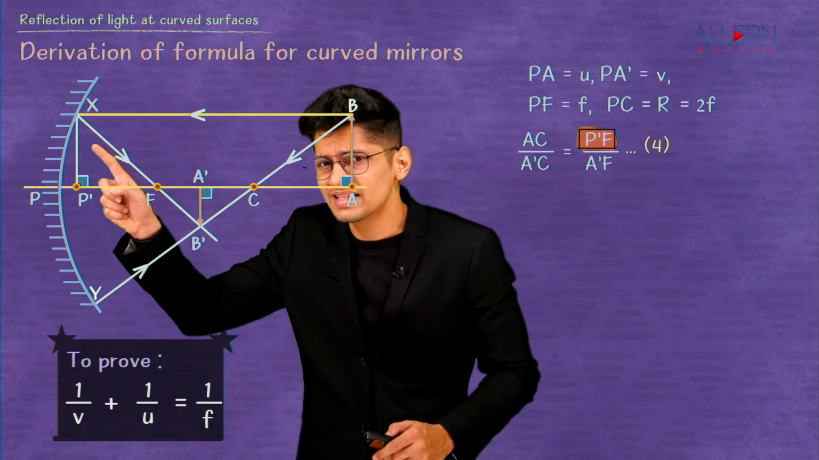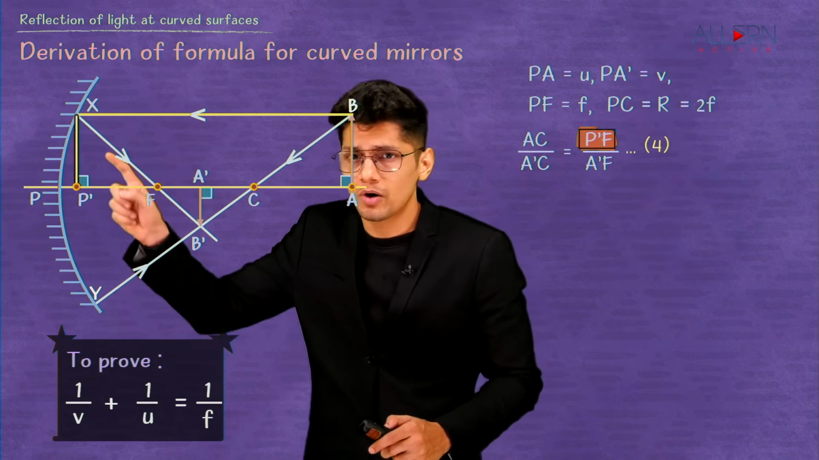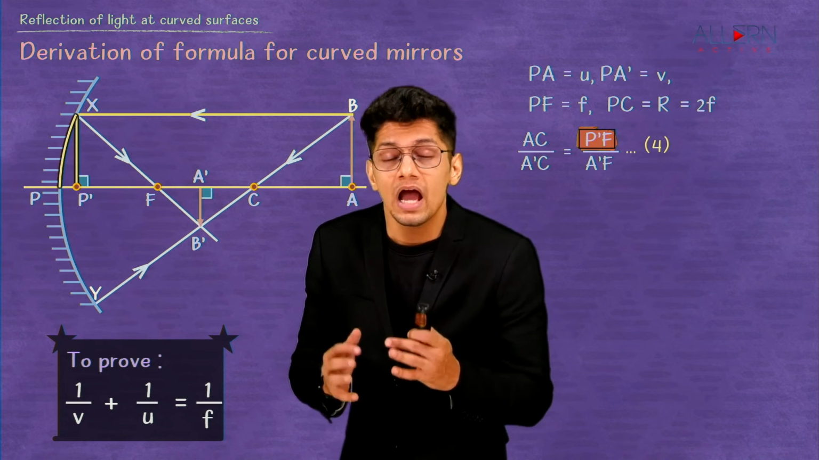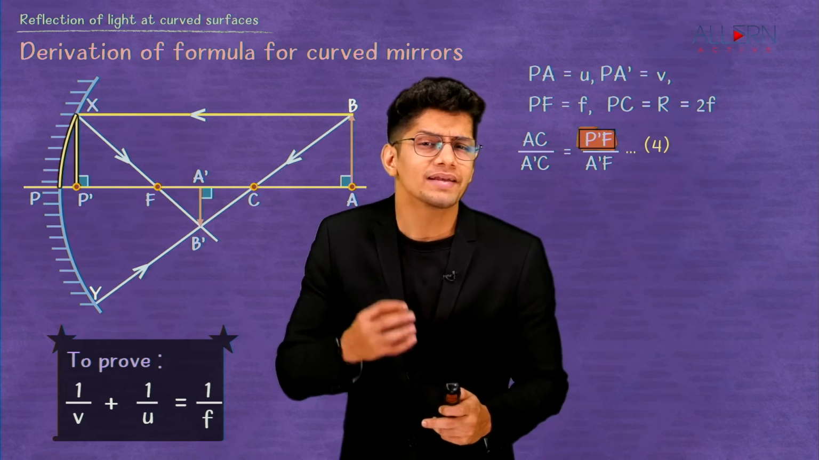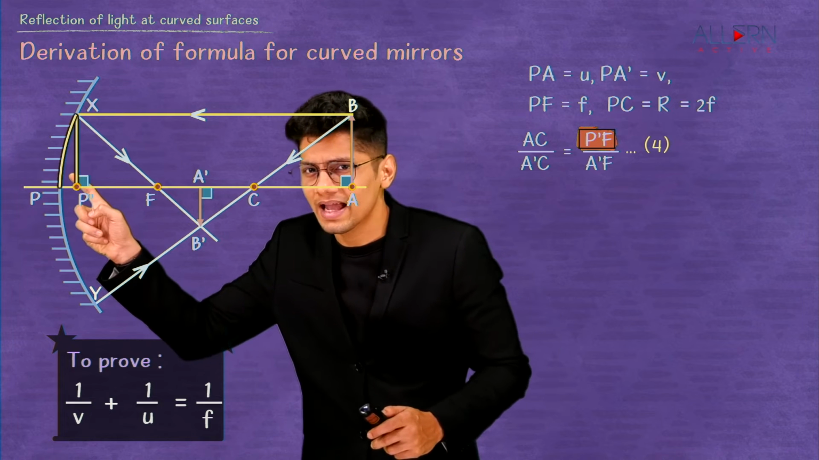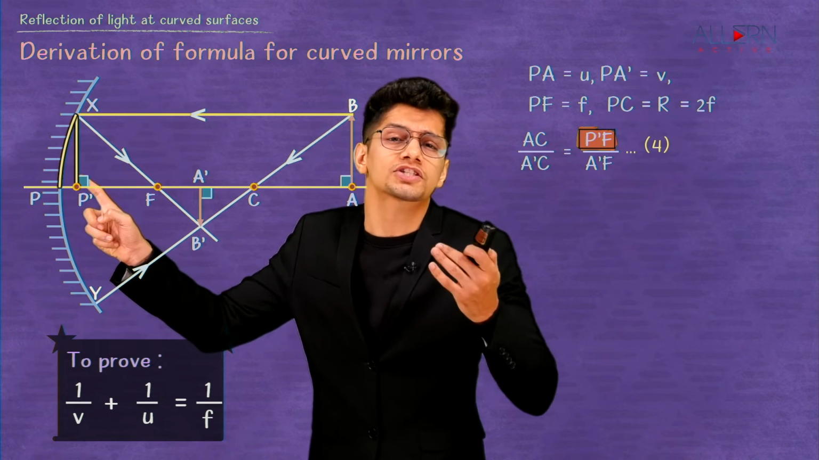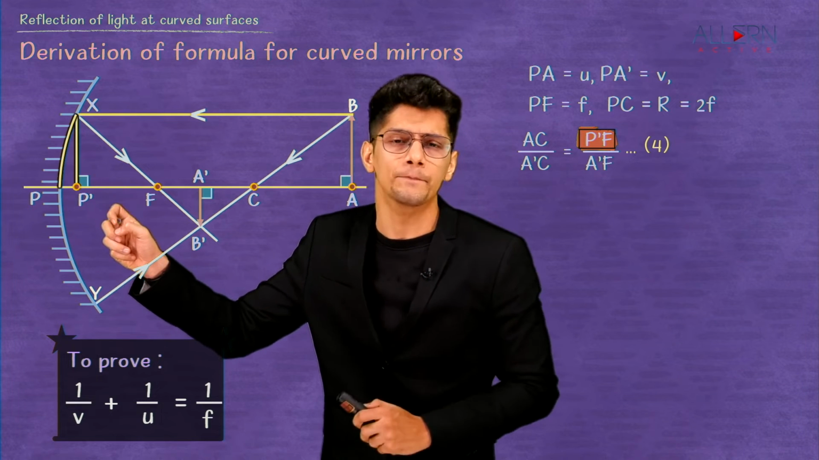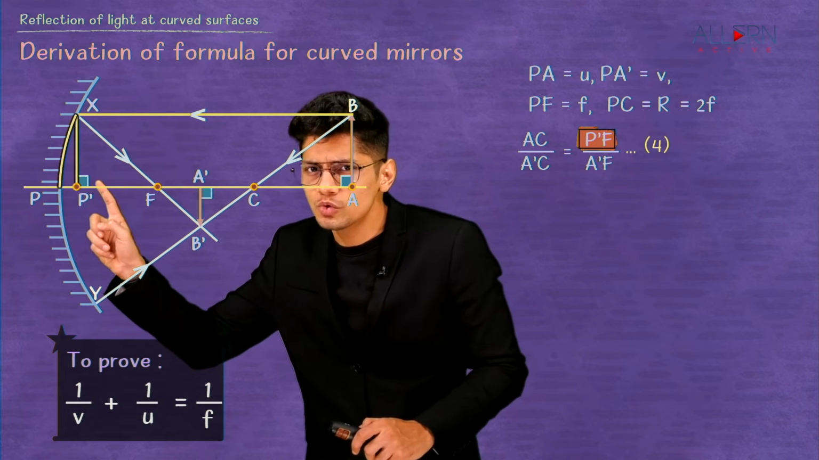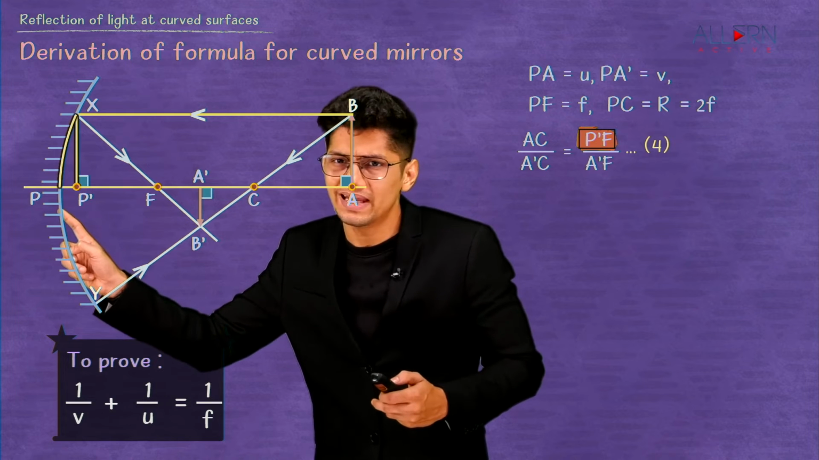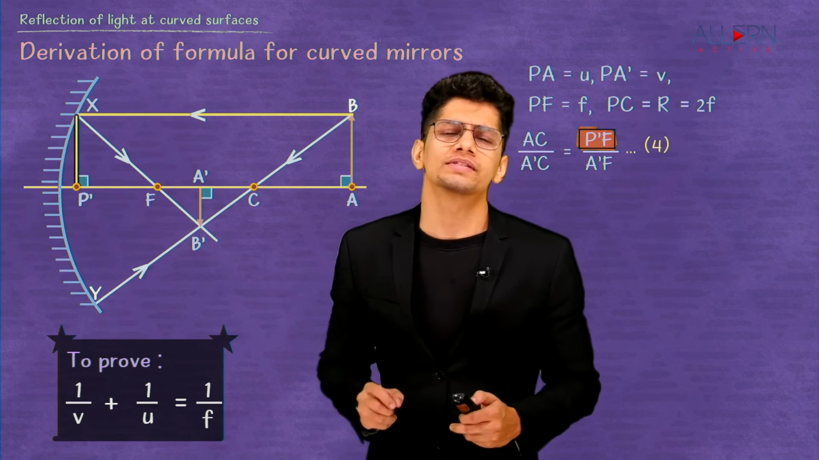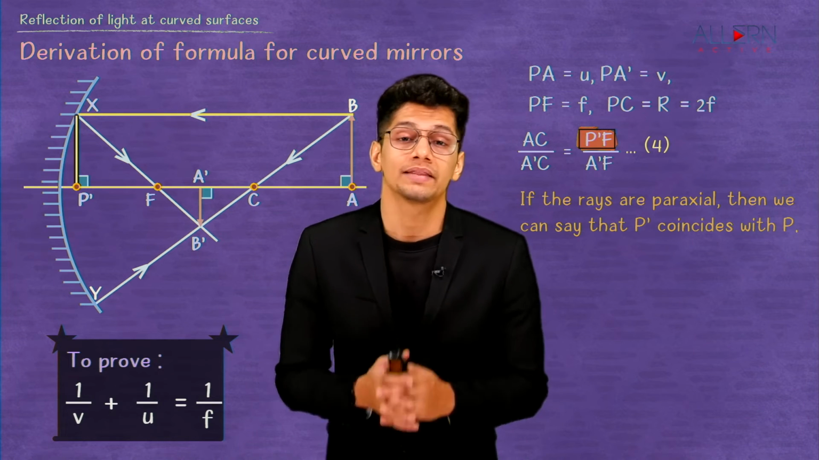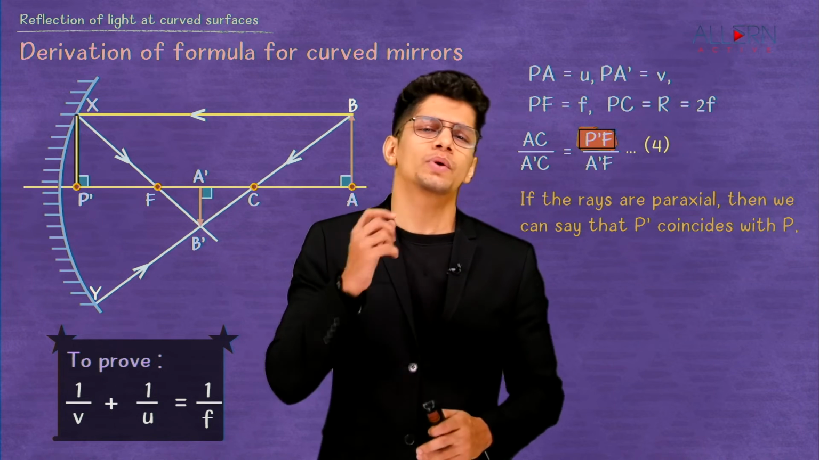That means if you talk about this line XP dash and the line XP, or we can say segment XP, they are almost equal. Why did I say almost equal? Because we are assuming it is a straight line. Why straight? Because it is a part of a straight, that is a plane mirror. So if these two lines are equal, we can say that point P and point P dash will coincide. So here what we are supposed to write is that if the rays are paraxial, then P dash coincides with P.